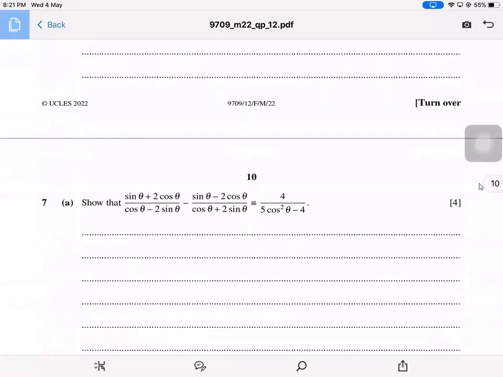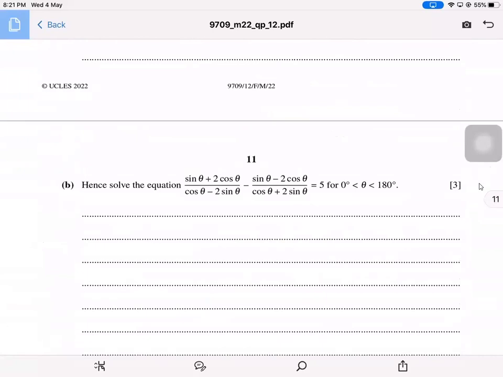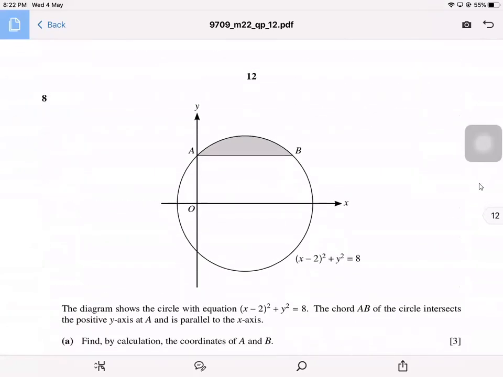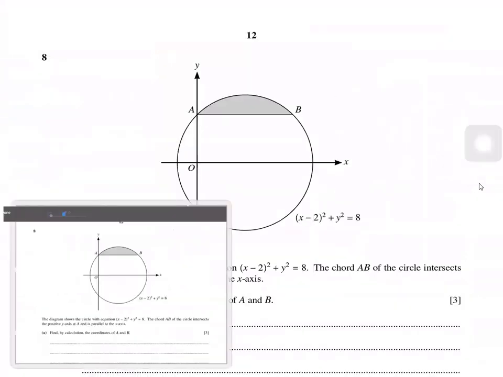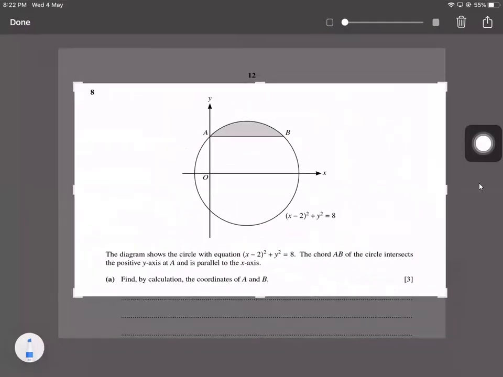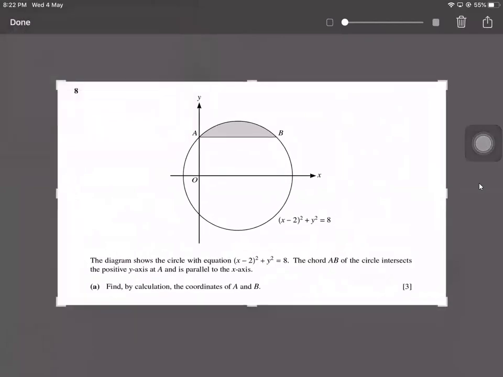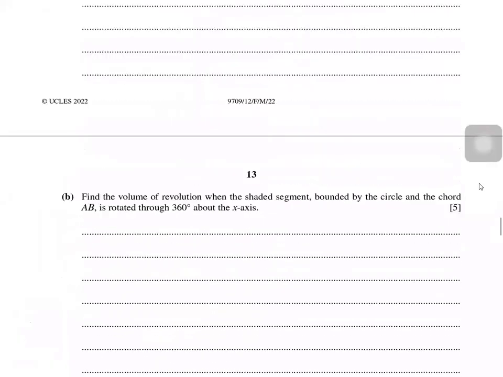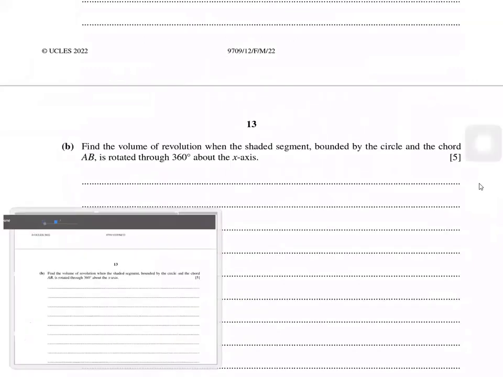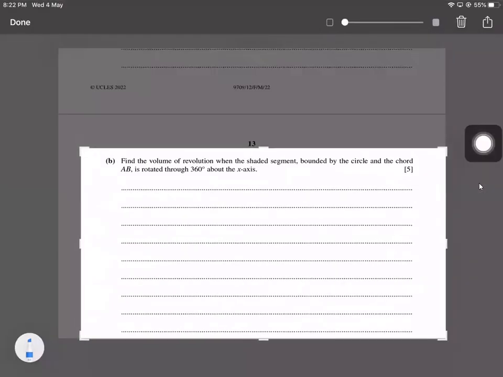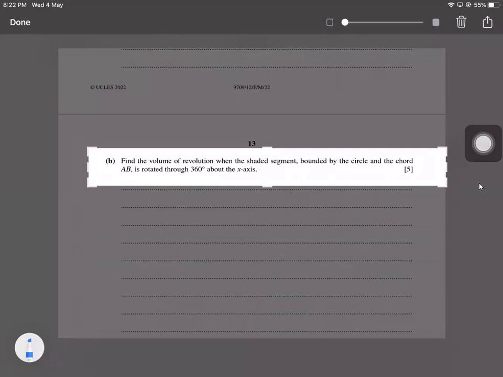Here we have P1 February March 2022. Questions number 1 to 7 are complete. So let's have a look at question number 8 and onwards. This question is worth 8 marks.